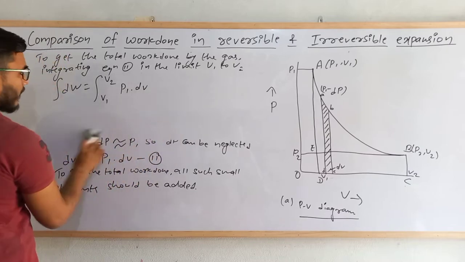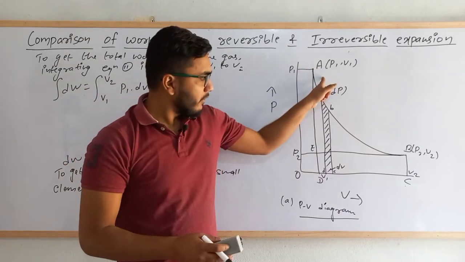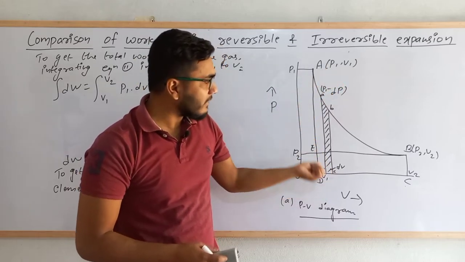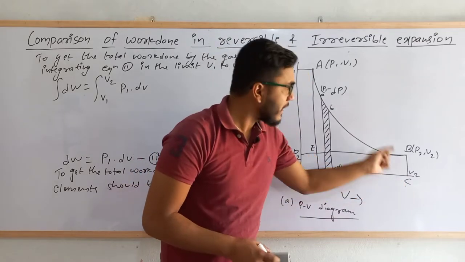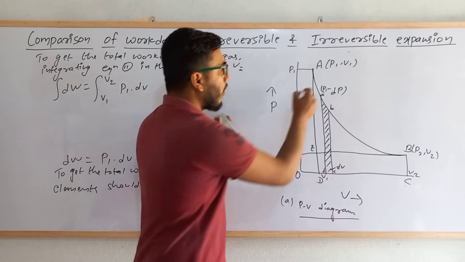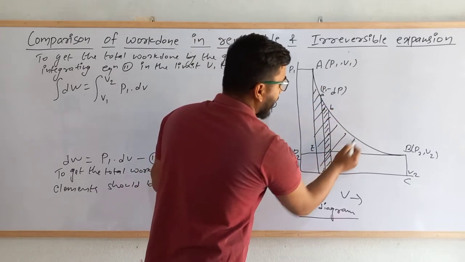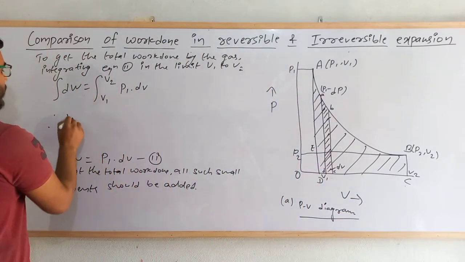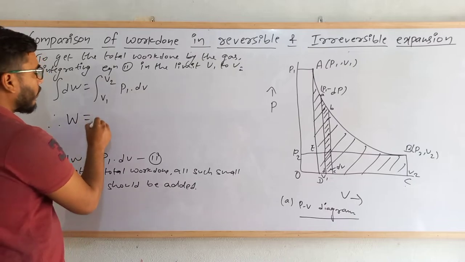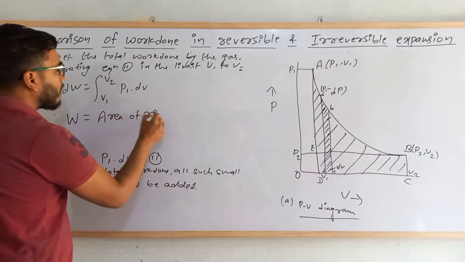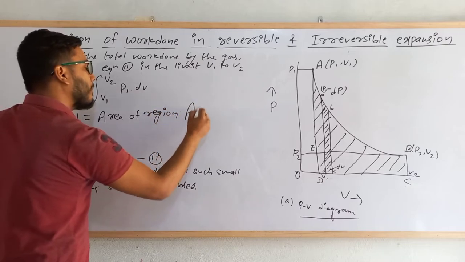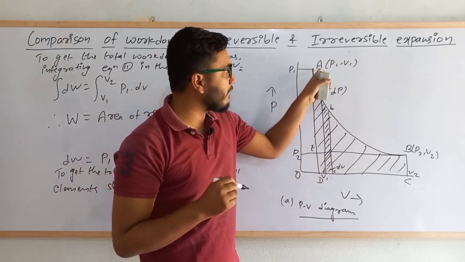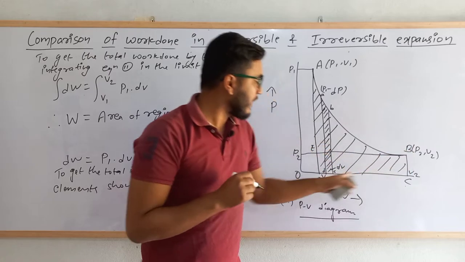So we get this much, and P1 is over here, and the corresponding volume is V1, and the gas is expanding till V2 against the pressure P1 only. So all this area will be included. So obviously the total work done in reversible process will be equal to the area of region A, B, C, D.